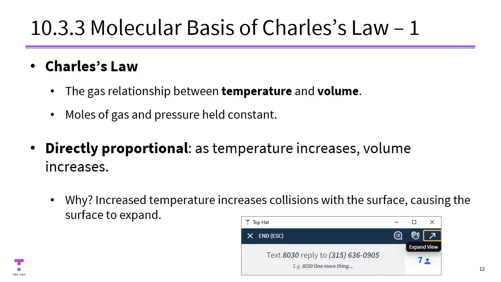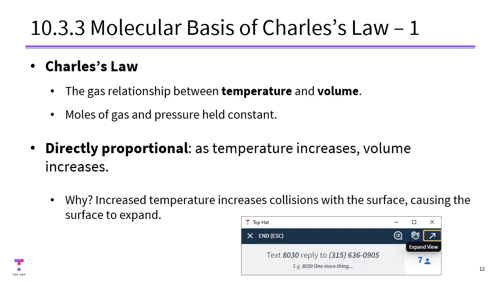Now we can get into the whys here, talking about collisions. When we increase the temperature and increase the energy, what happens to the collisions? Well, they're going to increase as well. We talk about the idea that increased collisions lead to a greater pressure. Well, in this case, since pressure is being held constant, that extra energy has to go somewhere. So it can't go to increase the pressure. It must go to push out on the volume of the container. And that's what happens.